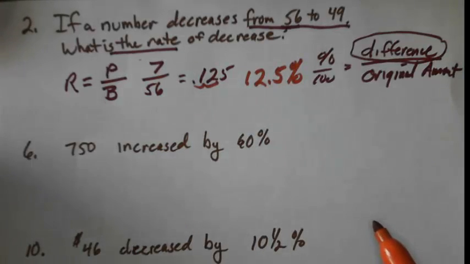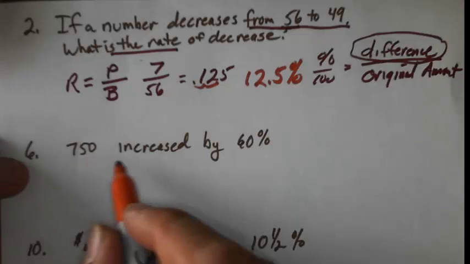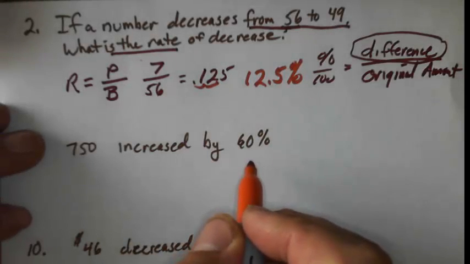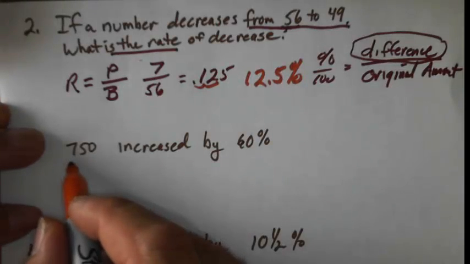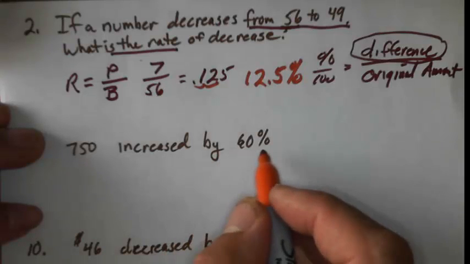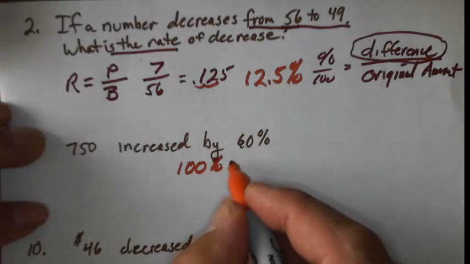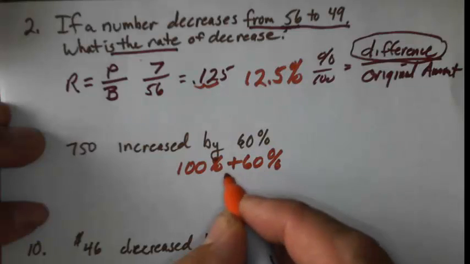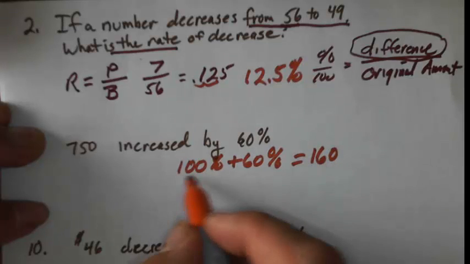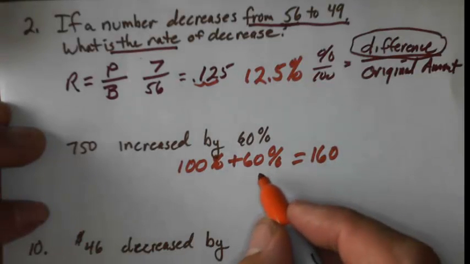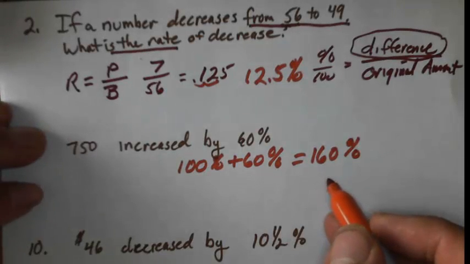Okay, let's look at number 6. So 750 is increased by 60%. Well, I picked this one because increased by 60% means that it's still with the 750. So increased by, so we have the 100% really goes with the 750. And then it's increased, so we have a plus of another 60%. So really we have a 160% increase, because 100% is what it was, and it was increased an additional 60%. So we have then a total increase of 160%.